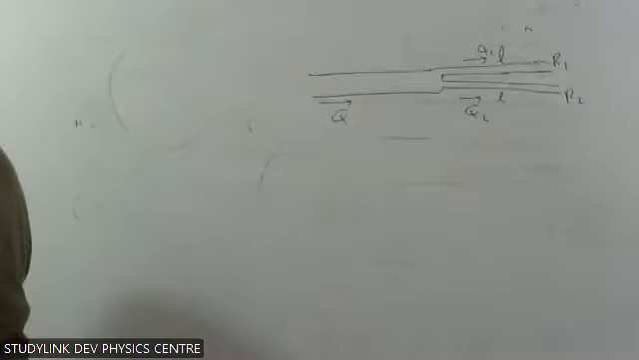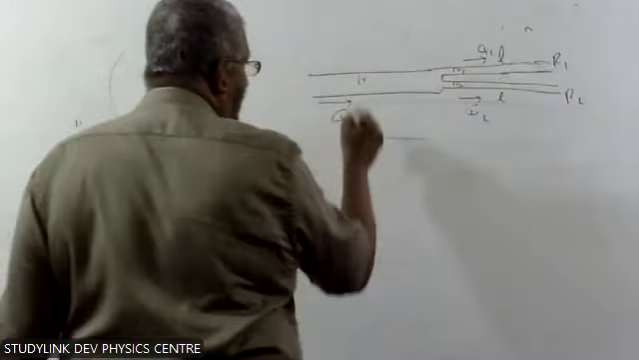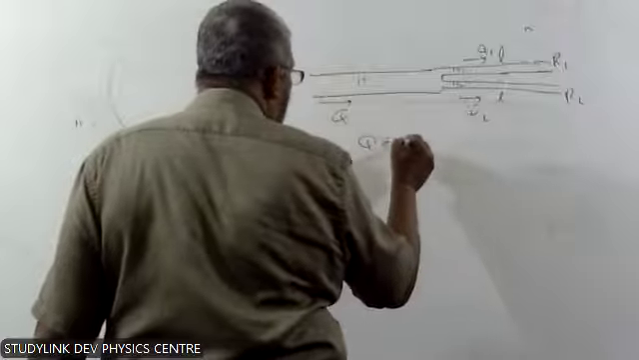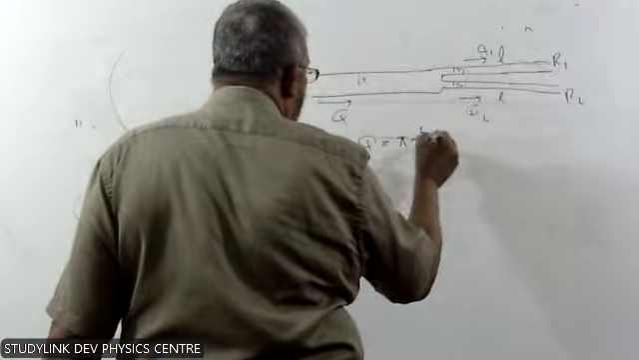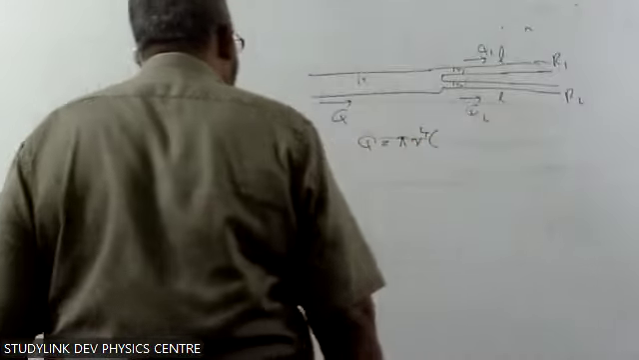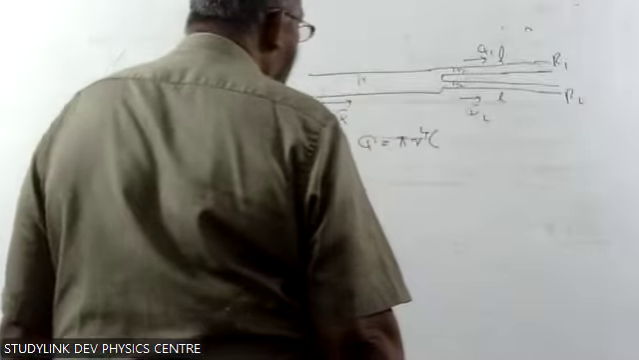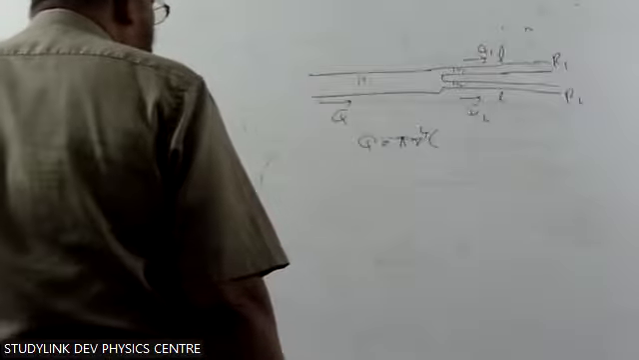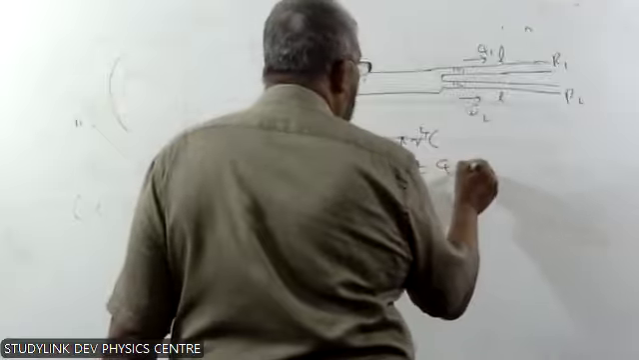Then the radii are different. This is R, this is R1, and this is R2, we'll consider. Then Q is equal to pi R to the 4 times the pressure difference over 8 eta L. So normally this is the way. Q is equal to Q1 plus Q2.